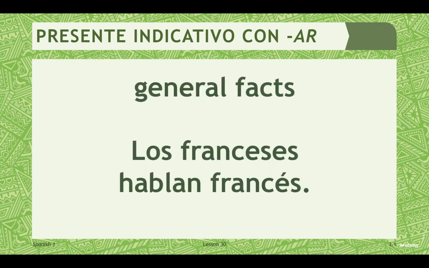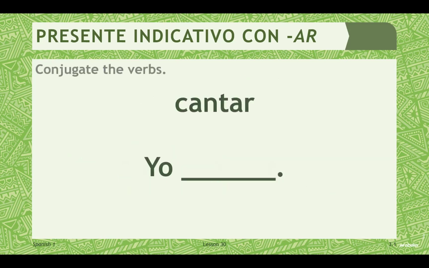Los franceses hablan francés, okay? The French speak French. That's what it says here. So the verb there is hablar, to speak, but it is conjugated for they, los franceses, ellos. So you change the AR to AN, and now it's hablan, okay? Los franceses hablan francés. Now, let's practice conjugating the verbs.